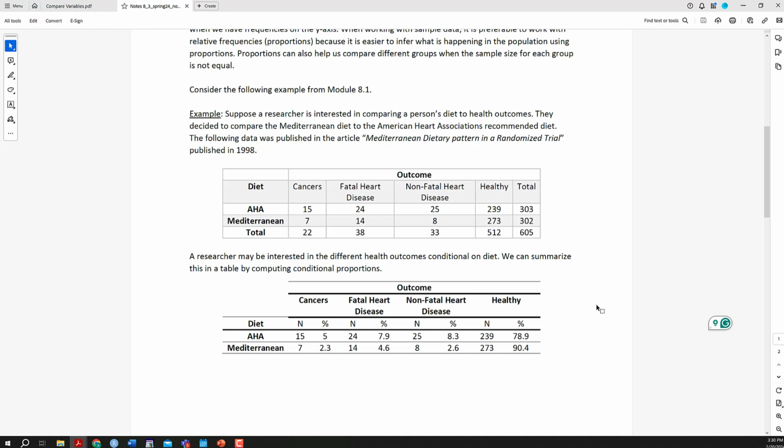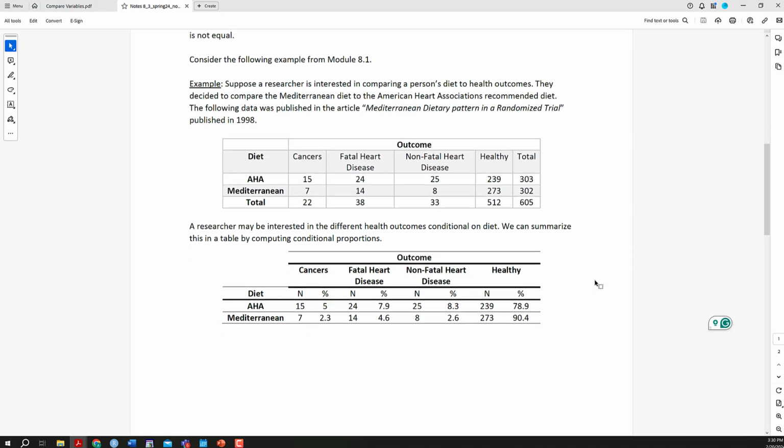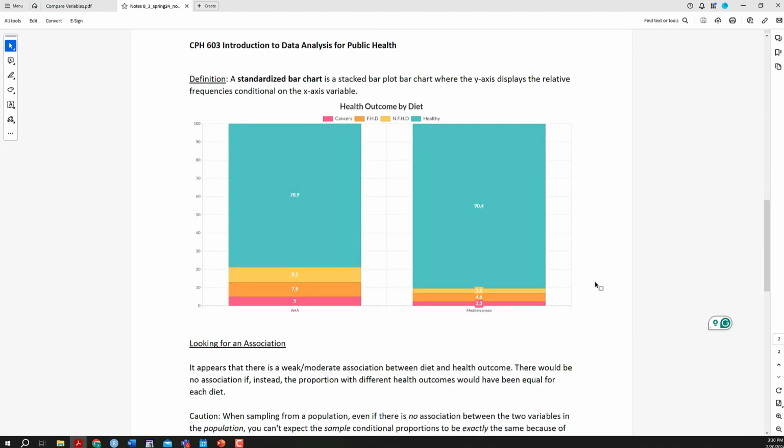Now, another way that we could visualize this is by the use of a bar plot. The bar plots that we saw previously, since they have those frequencies on the y-axis, are not as helpful. Another bar plot that we could make is what's called a standardized bar plot, and I've seen these go by different names. But the idea is, for each of the conditions that you are conditioning on, in this case diet, you have a bar for each diet. And then above the bar is stacked, and it looks at the different percentages, in this case for health outcome.